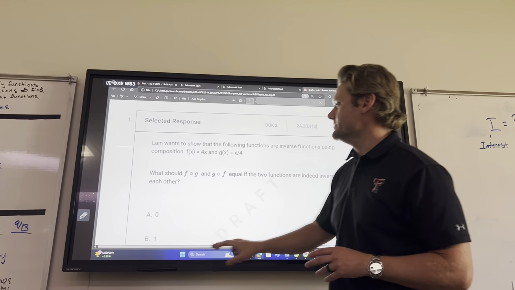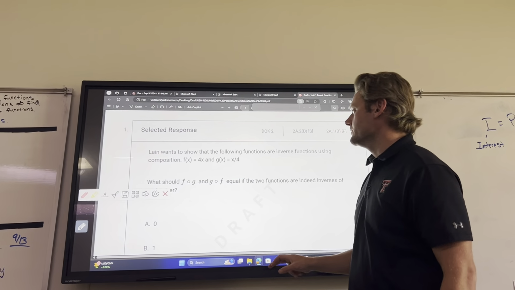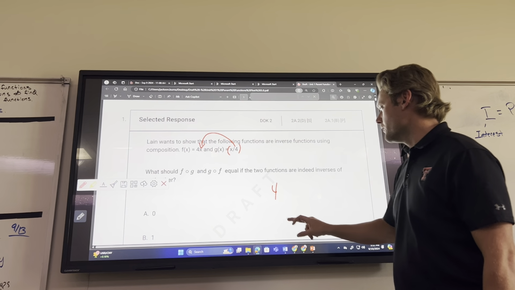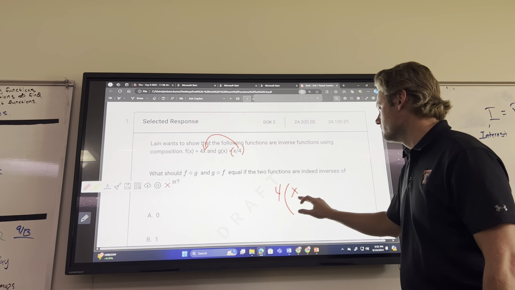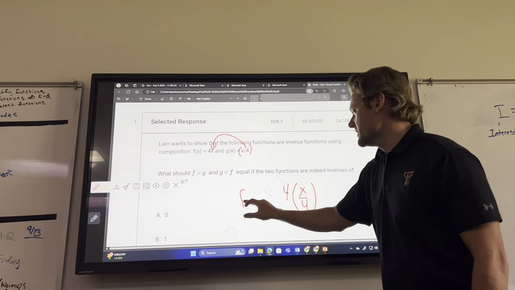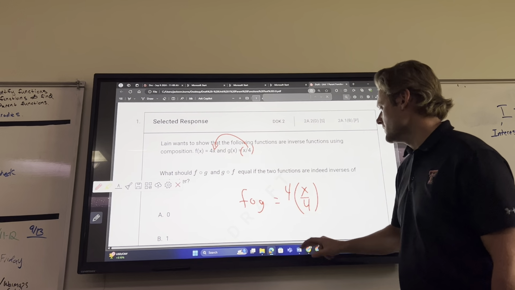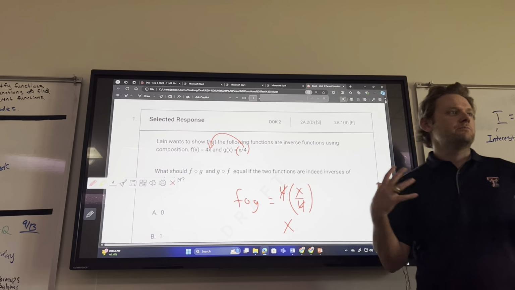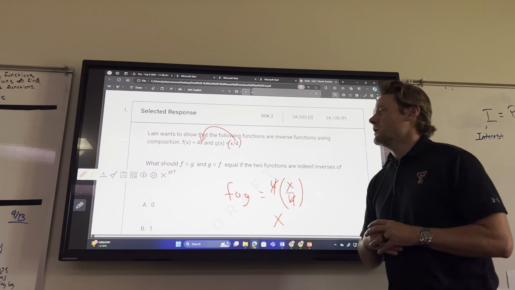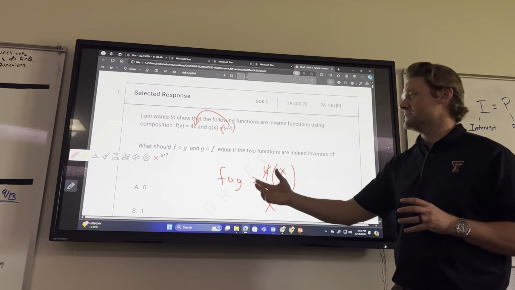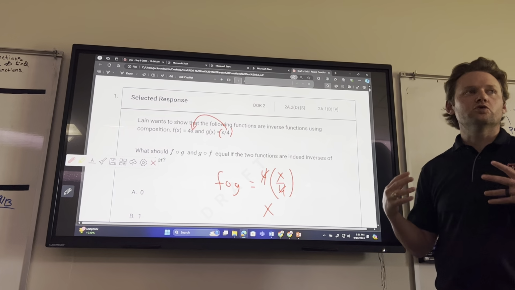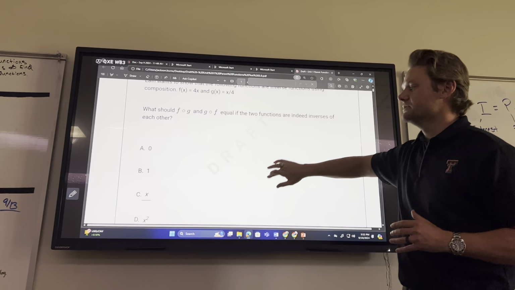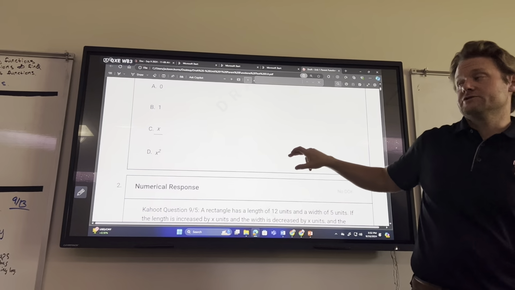Here, they are indeed inverses of each other, right? If I were to put this function in here, 4 times x over 4, this is f of g. These 4s will cancel and I'll be left with x. That is our composite function theorem for inverses. If the composite functions of two functions equal x, they are indeed inverses. This is just a concept question. The answer is x. That one doesn't change.